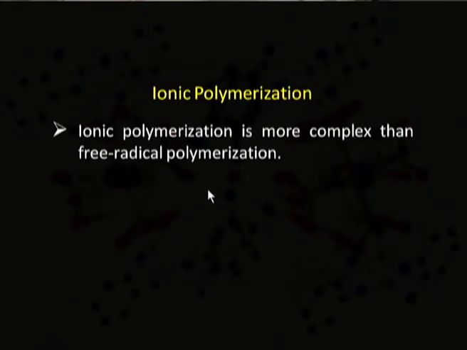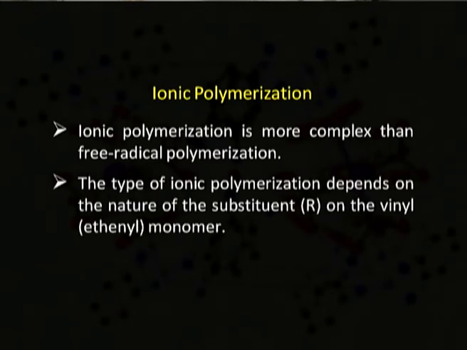This is the second type of addition polymerization, that is ionic polymerization. Ionic polymerization is more complex than free radical polymerization. The type of ionic polymerization depends on the nature of the substituent, that is R, on the vinyl monomer. It is further of two types, that is cationic and anionic.